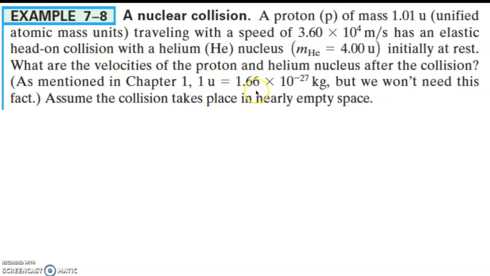All right. So one unified atomic mass unit is equal to 1.6 times 10 to the negative 27 kilograms, but that's not important, just so you understand the size, really small. And we're going to assume the collision takes place in nearly empty space, so there's nothing else around.